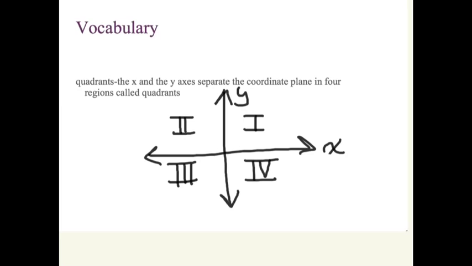In the first quadrant, you notice both x and y values are positive. So points in this quadrant will all have positive x and y values. In the second quadrant, points will all have negative x values but positive y values. In the third quadrant, the x and y values are both negative. And in the fourth quadrant, the x values are positive, but the y values are negative.